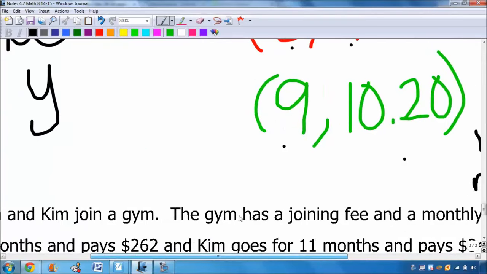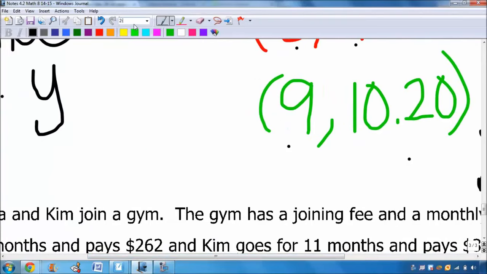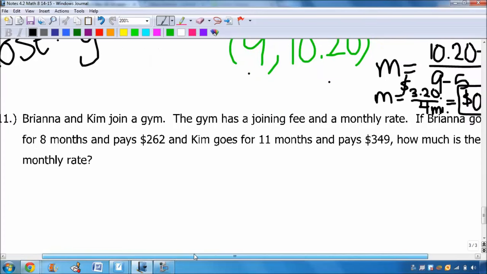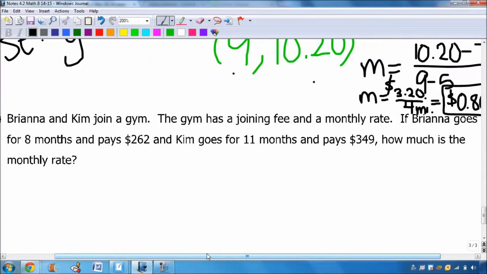So now let's go ahead and look at question number 11. Same type of a question. Brianna and Kim join a gym. The gym has a joining fee and a monthly rate. If Brianna goes for 8 months and pays $262 and Kim goes for 11 months and pays $349, how much is the monthly rate? So the first thing I'm going to ask myself is, what are my two variables?